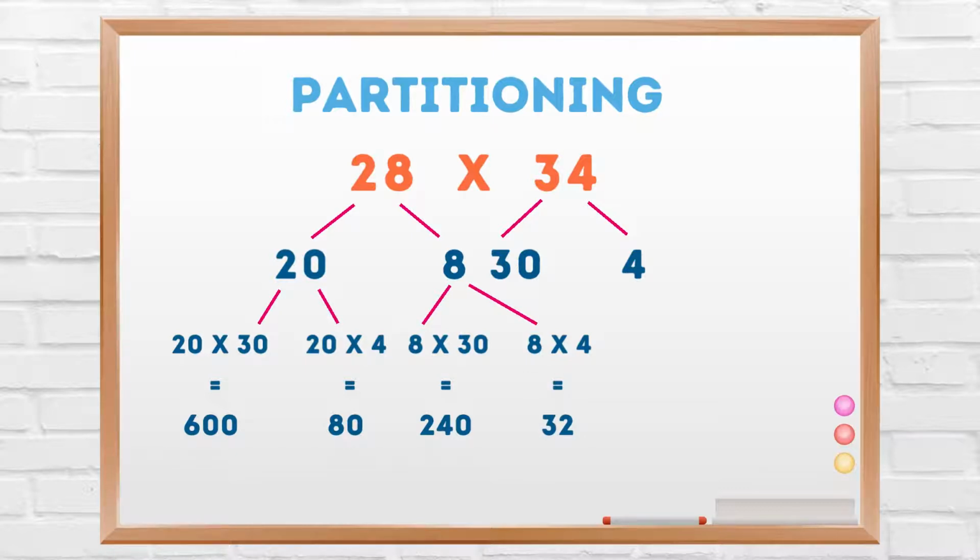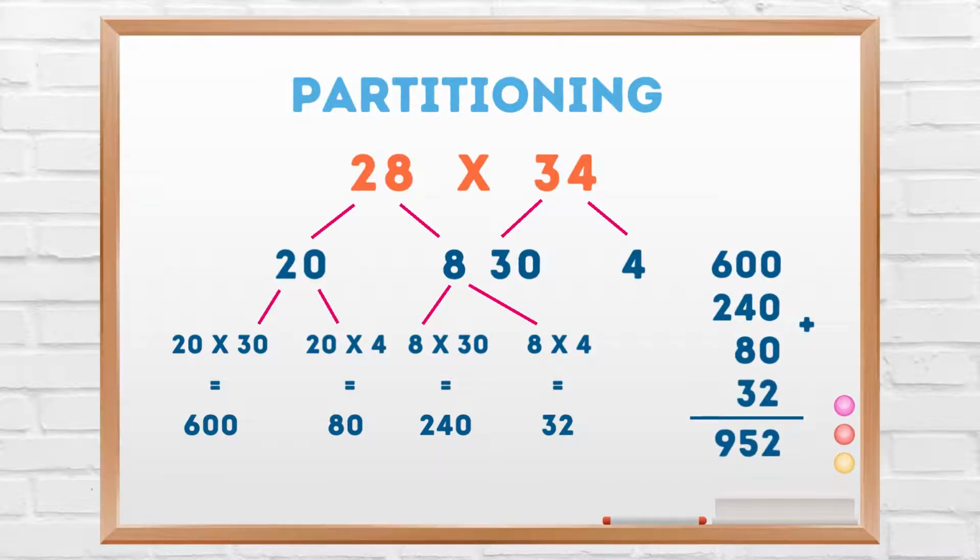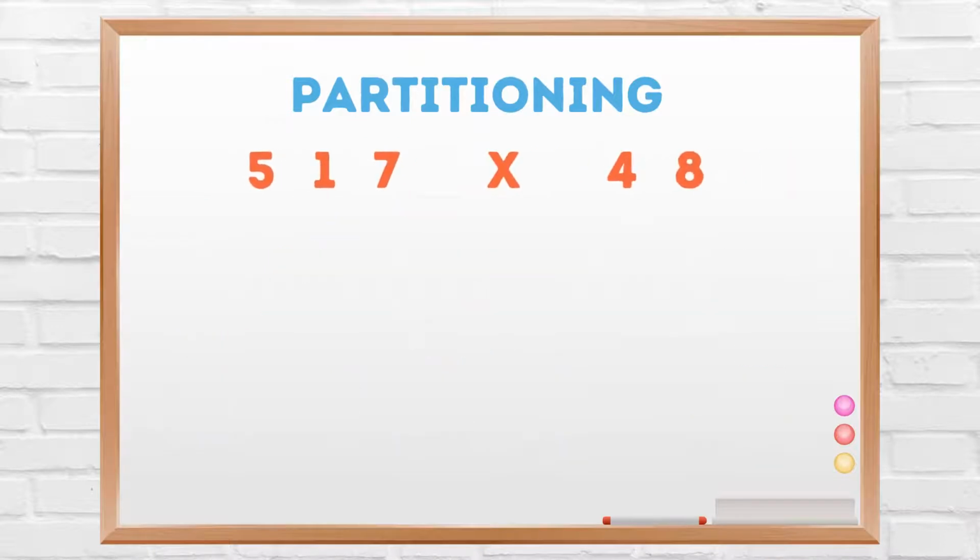All we need to do now is add these products together. 600 plus 240 plus 80 plus 32 equals 952. So 28 times 34 equals 952. Now let's try to multiply a larger 3-digit number by a 2-digit number using partitioning. We will try to solve 517 times 48.